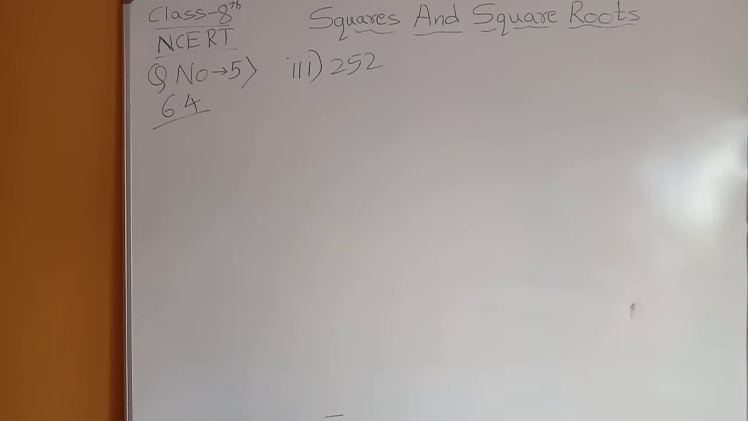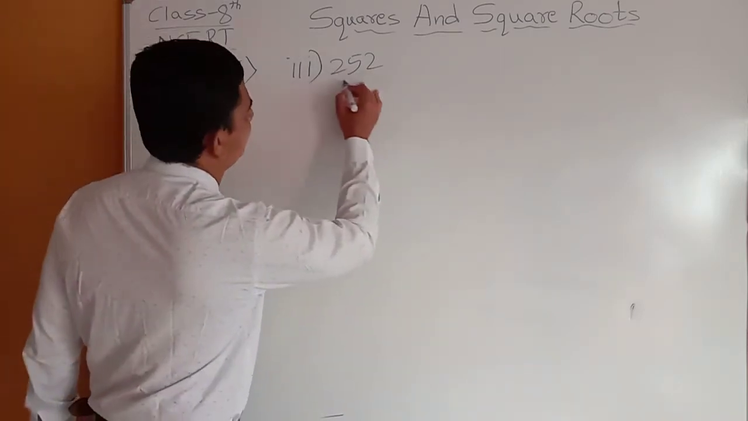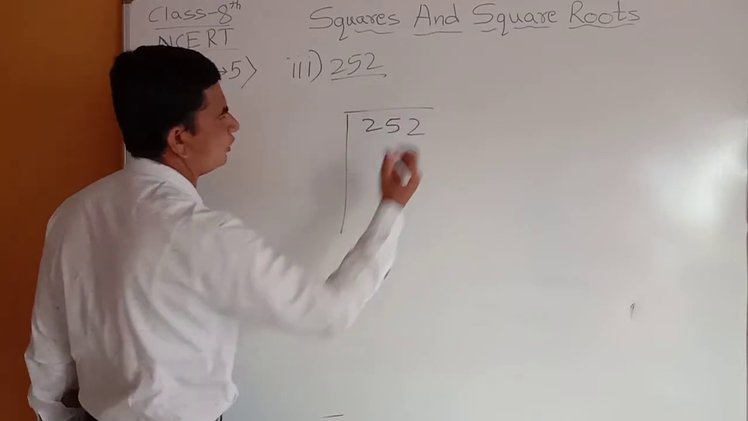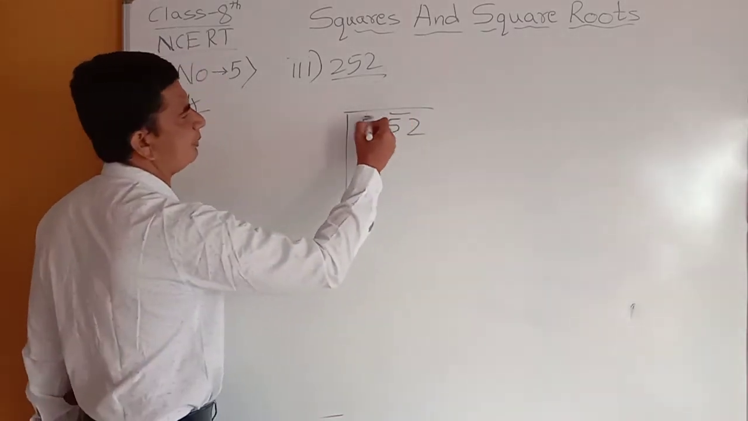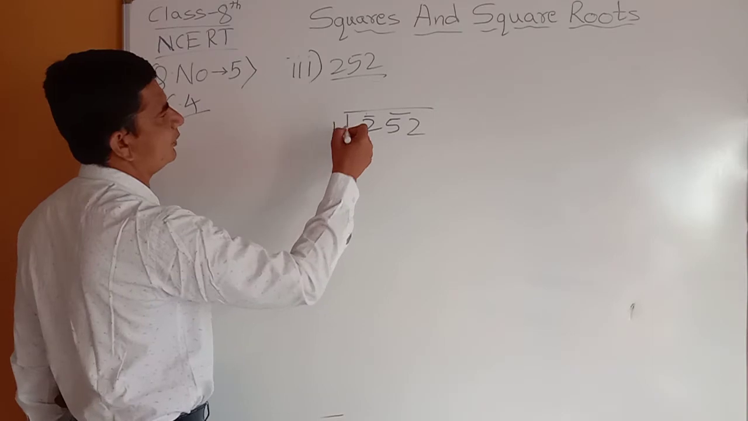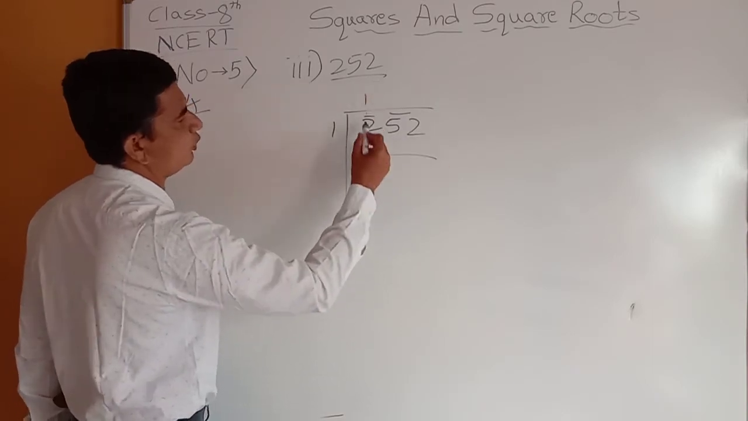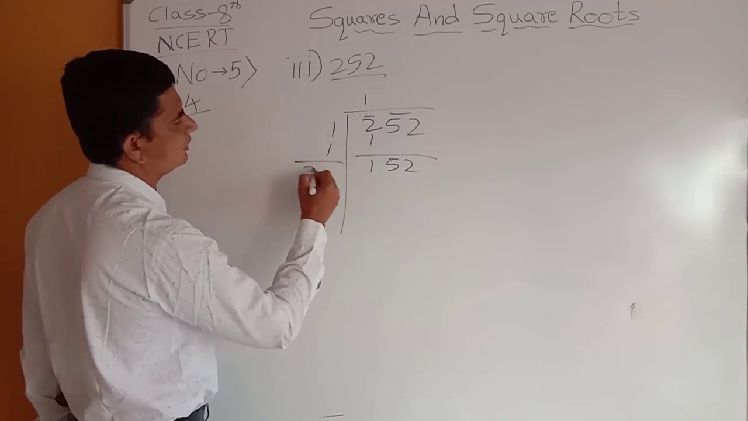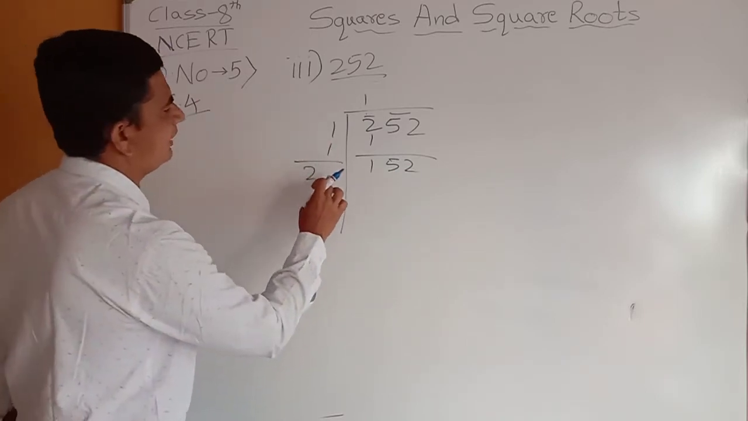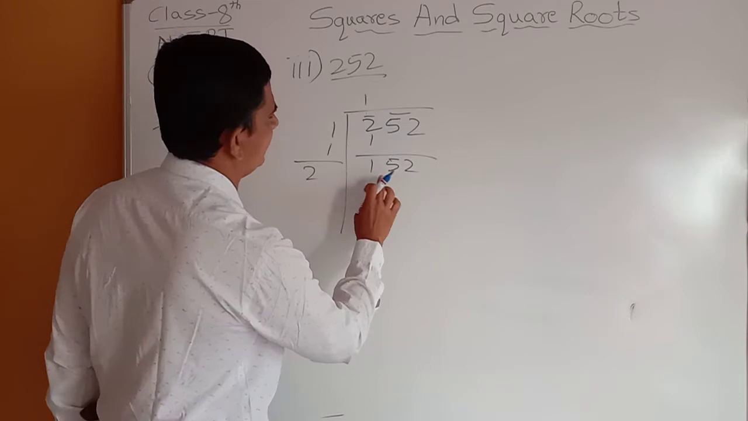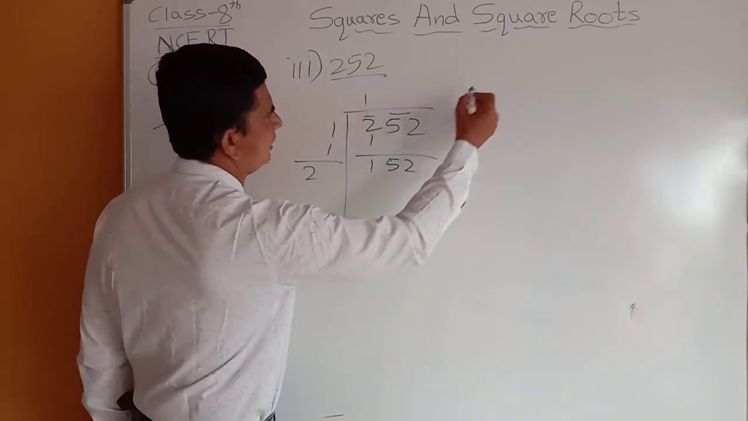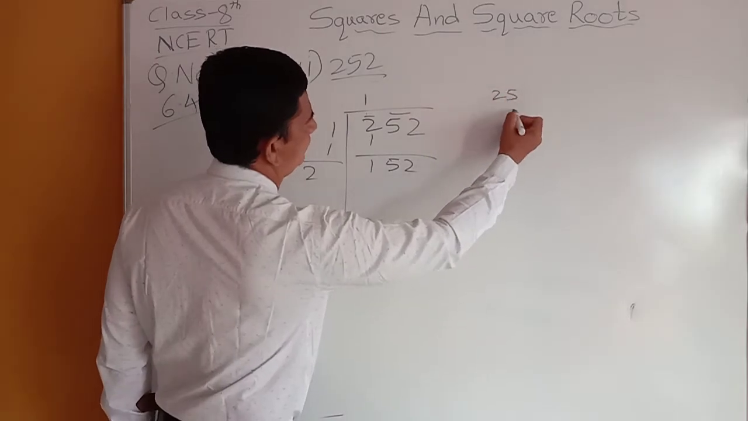So students, let's go to question number 3, that is 252. First do the division method, make a pair. 1 1s are 1, 2 minus 1 is 1, take 52 down. So add 1 here. Now if you take 1, it's a very small number, 2 also small, 3 also small. You can try with 25.